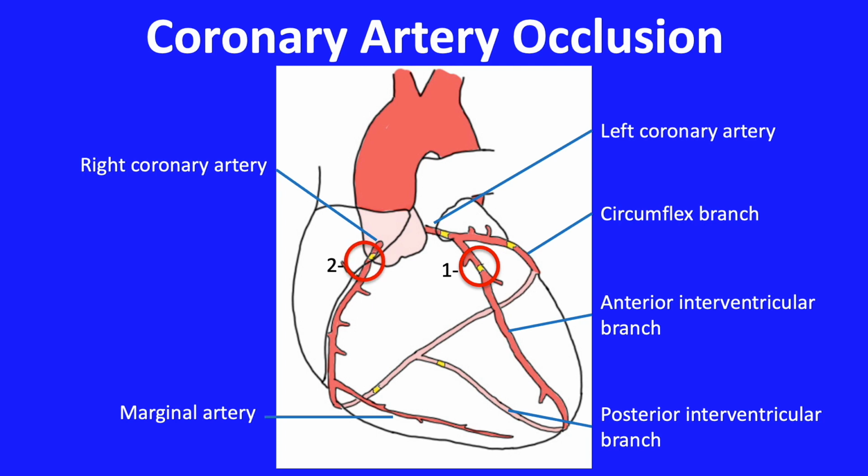The next most common site is the right coronary, and the third most common site is at the circumflex branch. Of course, plaques can and do form at other sites, but the three sites indicated are the most common sites of pathology.